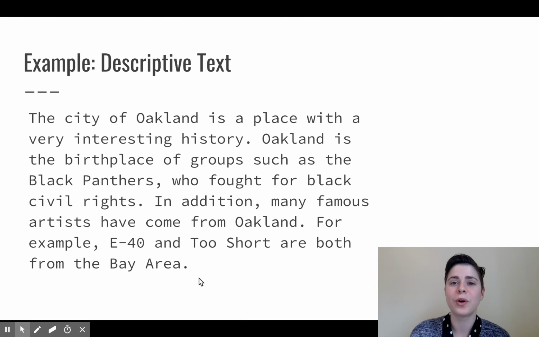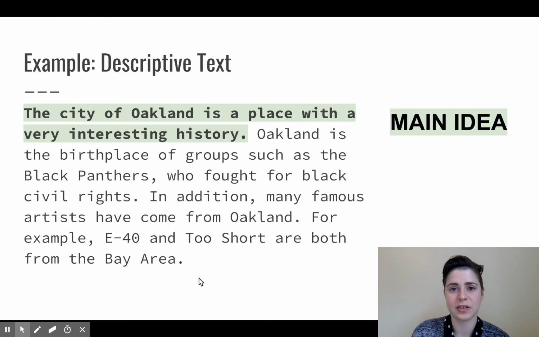So, what is this section mostly about? That's going to be our main idea. What is this text telling us about? So, in my mind, most of this text is about Oakland's history, specifically the interesting parts of Oakland's history. So my main idea is going to be that first sentence. You can usually look for the first sentence, but it's not always going to be the main idea. So be careful with letting that trip you up.